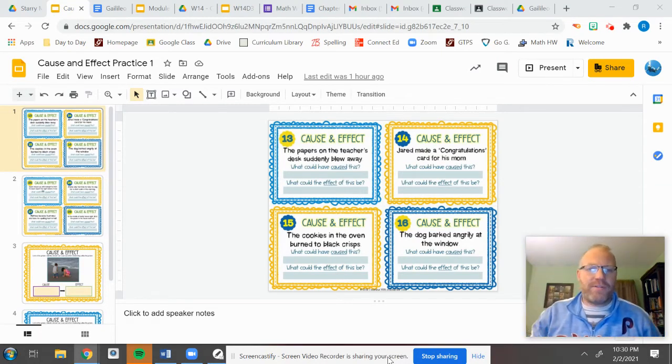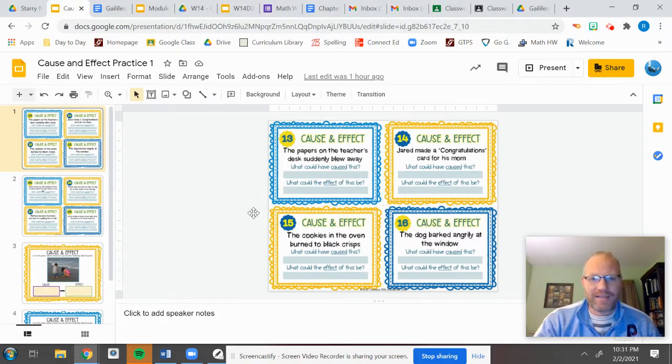Today in reading, we are going to be focusing on two different things. The first thing is cause and effect, practice one. This is the first slideshow that you have on your list, so please click on that, open it up, and let's talk about cause and effect. In cause and effect, we're going to be talking about what is the cause versus what is the effect of events that happen. We're going to go through some examples of this, and then you're going to be able to decide what you think the answers would be.